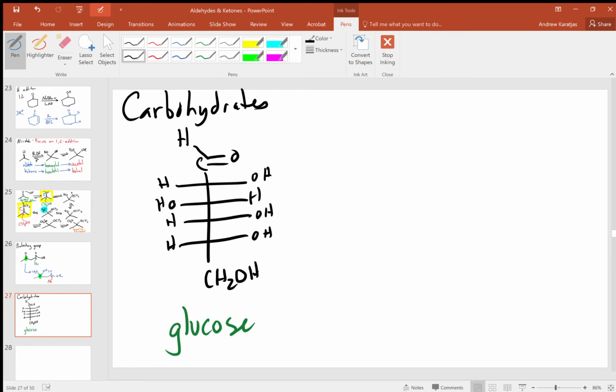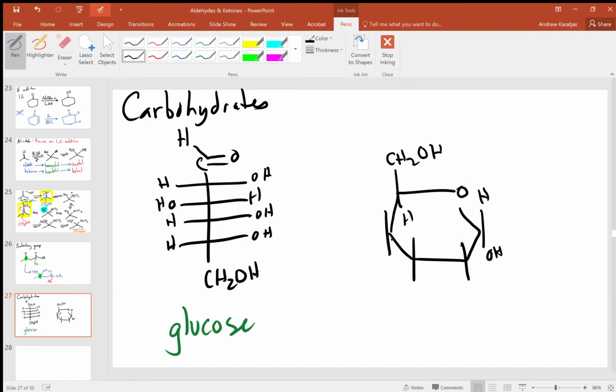But with a lot of sugars, glucose especially, but many of them, they more commonly exist in a cyclic form. And what that cyclic form looks like is the following. So it's a six-membered ring. That looks something like this.